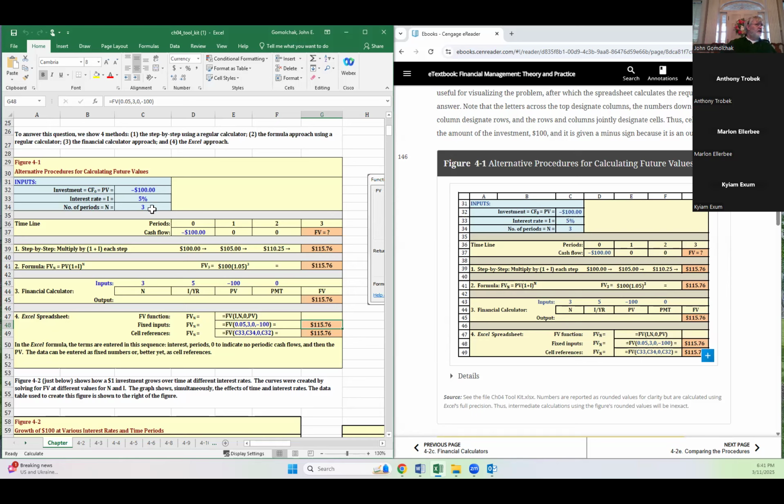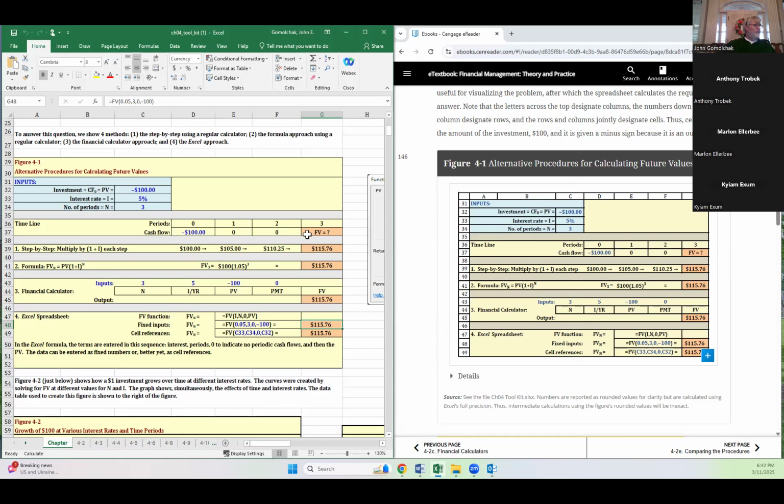This is not an annuity. It's not happening every year. We're putting the money in at 0, the beginning of year 1. So we're going to have 1 full year of interest, 2nd full year of interest, 3rd full year of interest. And then we're going to have the money here at the beginning of period 3.